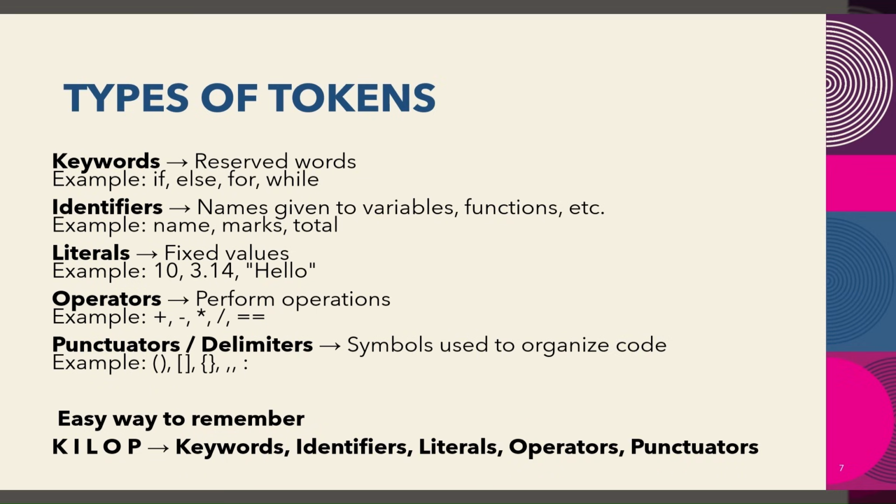And lastly we have punctuators or delimiters. These are the symbols used to organize code, brackets of all types. Now an easy way to remember this is KILOP, which is keywords, identifiers, literals, operators, and punctuators. Together these all form a program, and thus they are called the building blocks of a program.